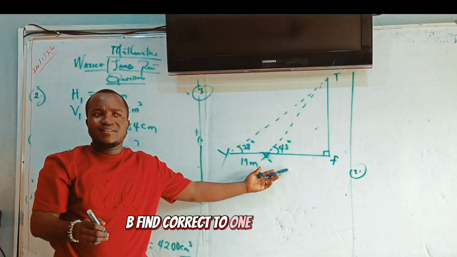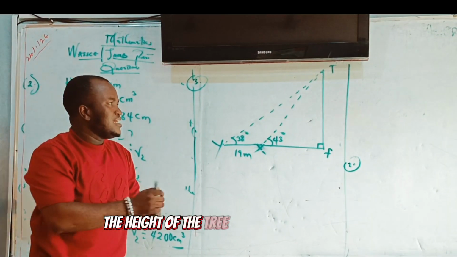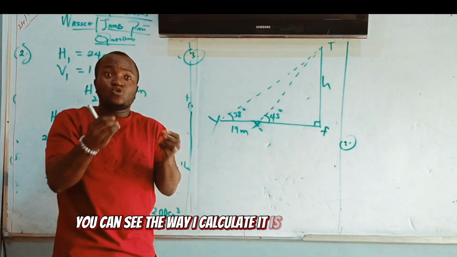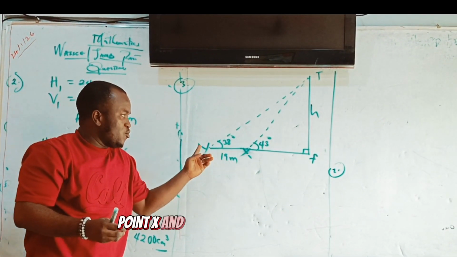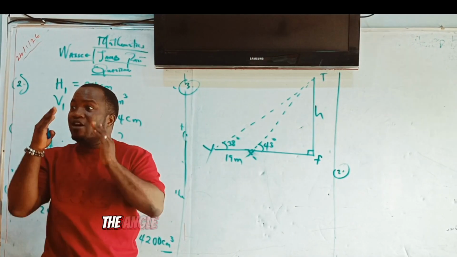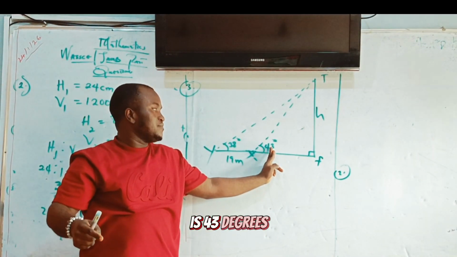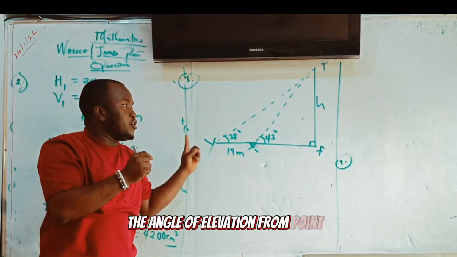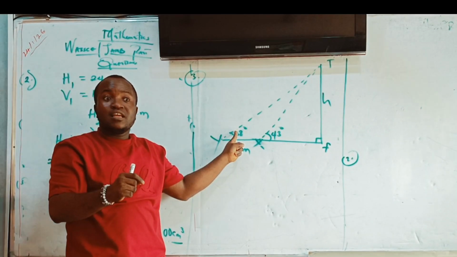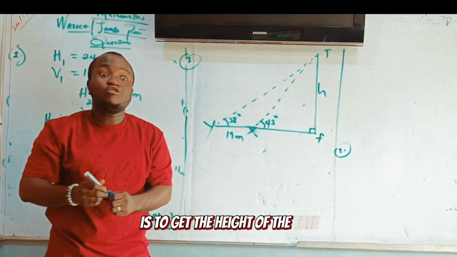B, find, correct to one decimal place, the height of the tree. The way I interpret it is one problem. Two points X and Y are 19 meters apart. From point X, the angle of elevation of the top of the tree is 43 degrees. The angle of elevation from point Y to the top of the tree is 38 degrees. So what they ask us to do now is to get the height of the tree.